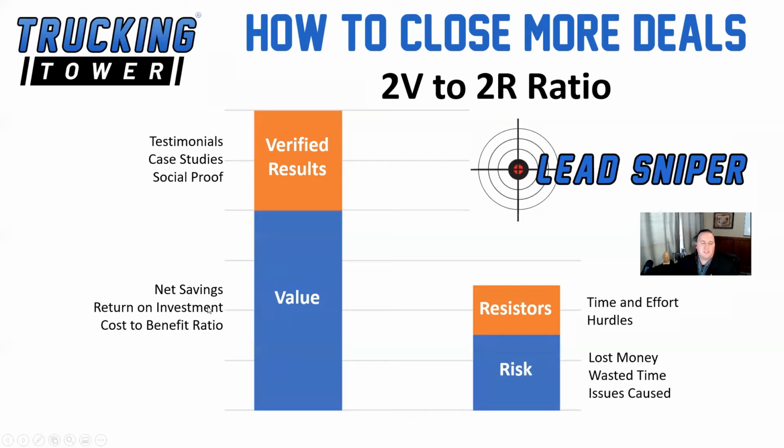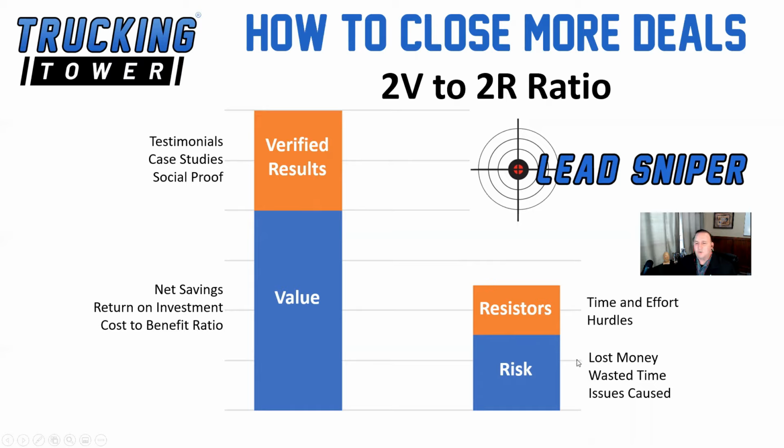And then value. What's the net savings? What's the return on investment? What's the cost to benefit ratio? So you want to make sure when you're working with executives, this left side is far bigger than the right side. So what is the right side? That's resistors and risk. Resistors would be things like time and effort and the hurdles needed in order to get to the value and the verified results on the left.